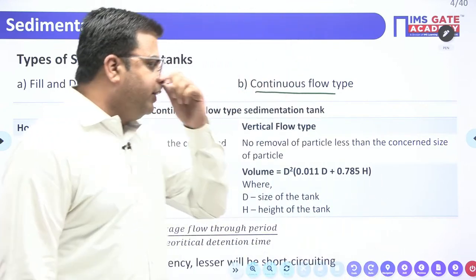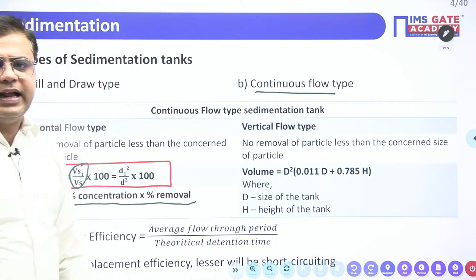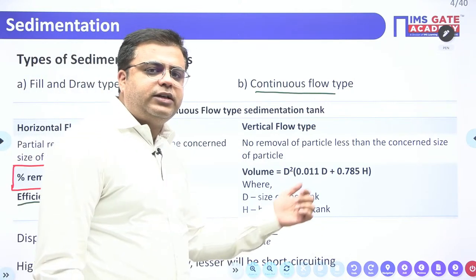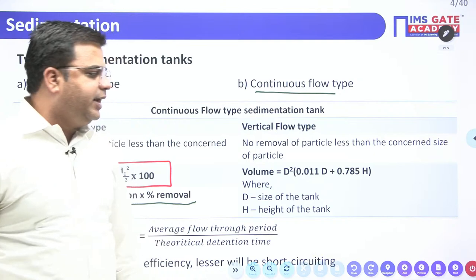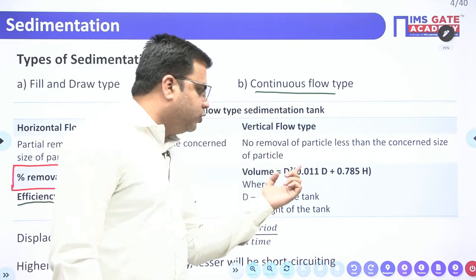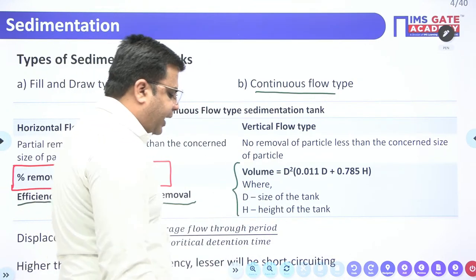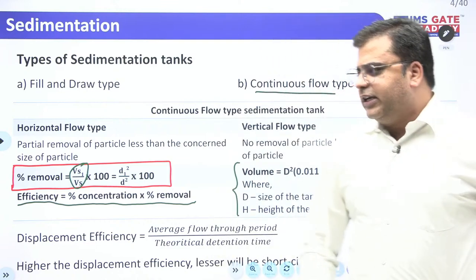Now, talking about the vertical flow type tank, the volume of the vertical flow type tank can be calculated directly using the expression: volume is equal to d square into (0.11d plus 0.785h). So using this expression, you can calculate the volume of the vertical flow type tank, right? Next thing is the displacement efficiency.